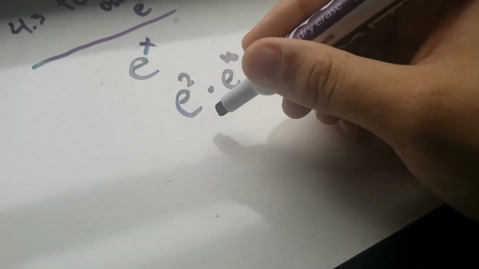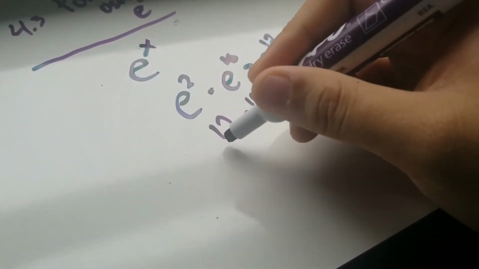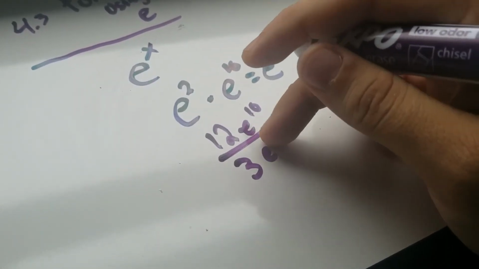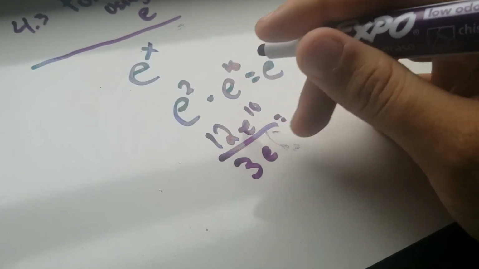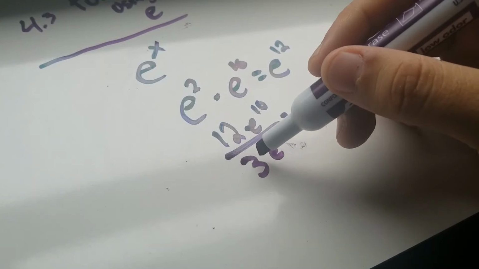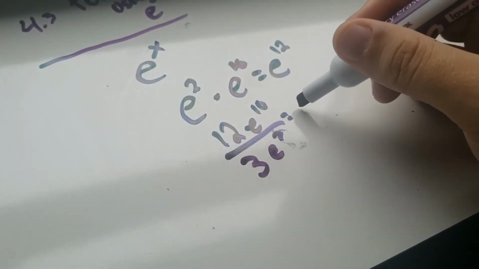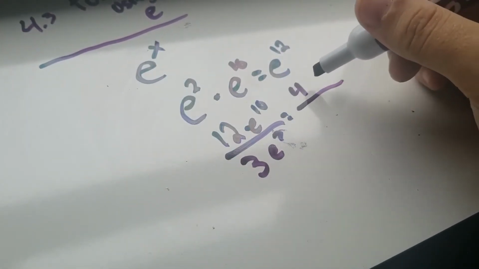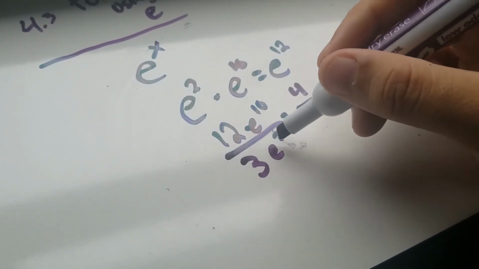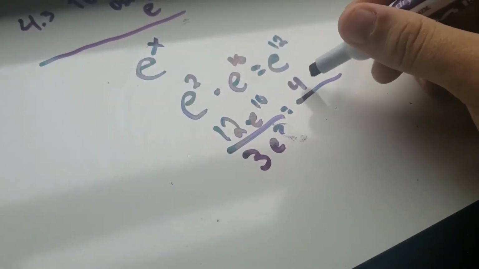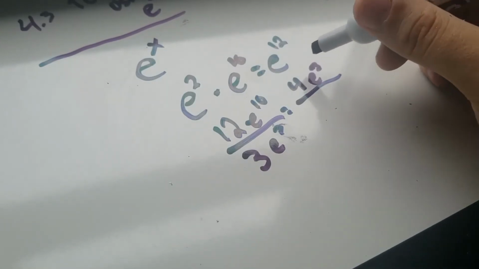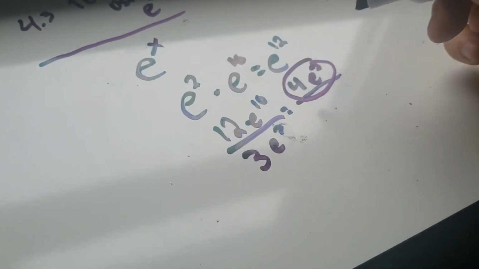Let's do another one. 12 e to the 10th divided by 3 e to the 7th. Okay. 12 divided by 3. Normal numbers divide normally, so 12 divided by 3 is simply 4. And e to the 10th divided by e to the 7th, when you divide exponents, you subtract them. So it's going to be e to the 3, because 10 minus 7 is 3. Okay?